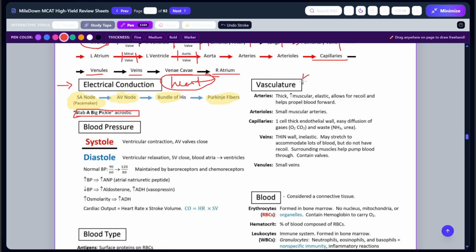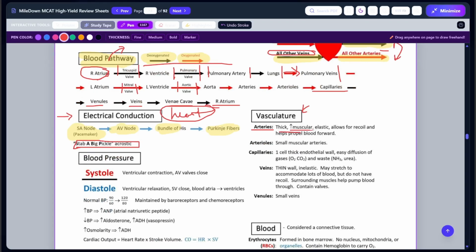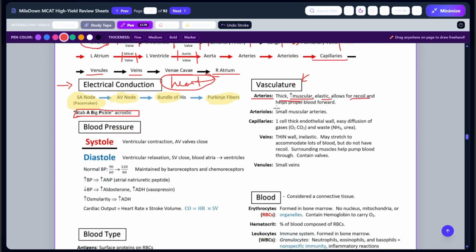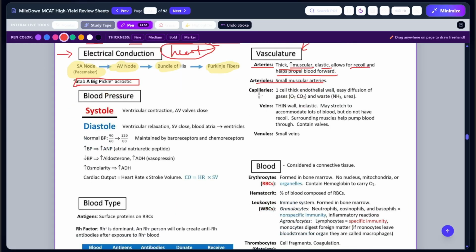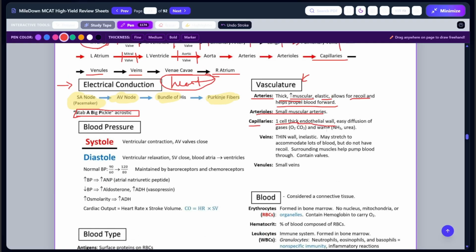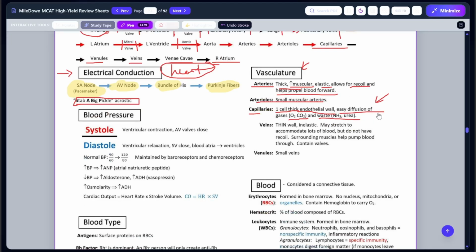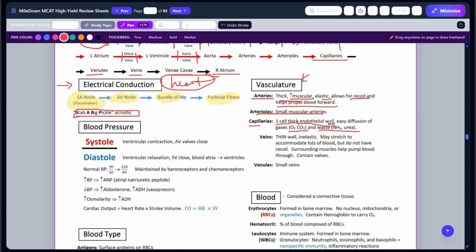And then vasculature. Arteries are thick. They are more muscular, elastic, and allow for recoil for the blood to propel forward. Arterioles are smaller muscular arteries, but they're still muscular and thick. Capillaries have a one cell thick endothelial wall. So it's kind of thin, really. It's easy to diffuse oxygen, CO2, and waste through. So that's why we have capillaries, mostly for the diffusion of the gases and even waste.